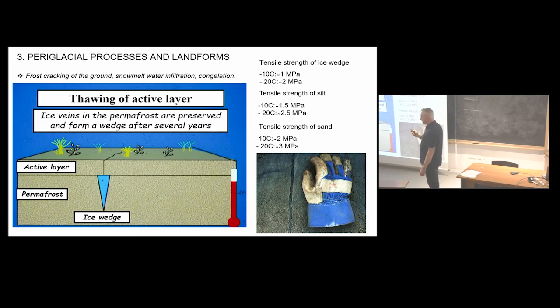And cracking will occur in the ice, because if we look here at temperatures that we find in the field, the tensile strength of ice wedge is 1 megapascal at -22, and the enclosing sediment, let's say it's silt, 1.5, 2 for sand. So it's easier to recrack in the ice. Next summer, the active layer thaws, the ice vein thaws, but it remains in the wedge that we see here, and it grows with time.